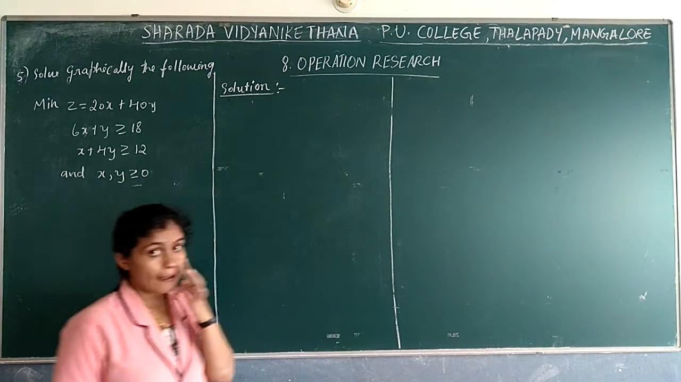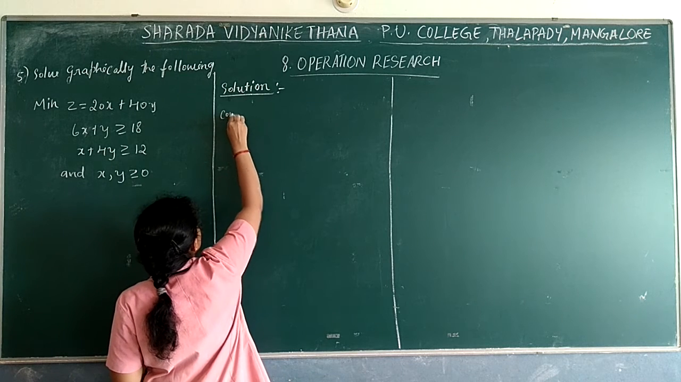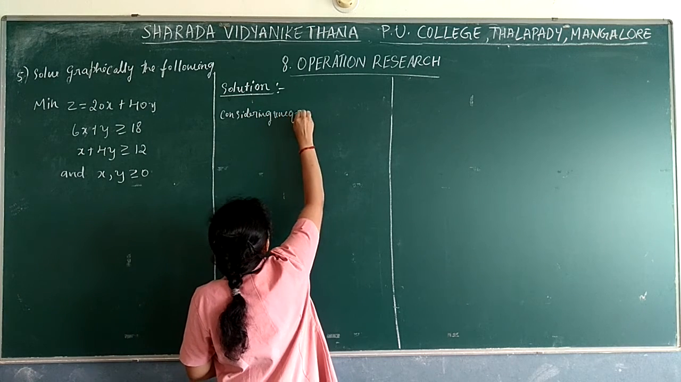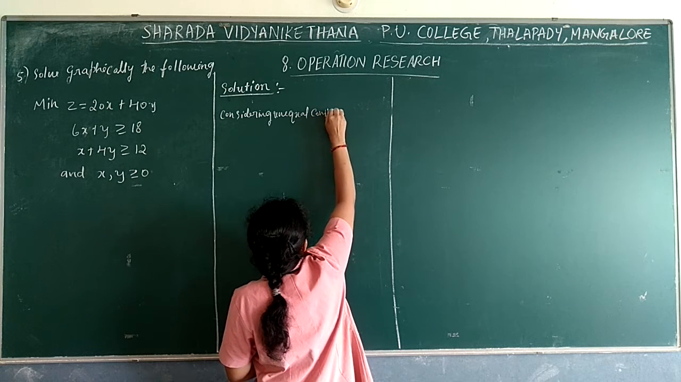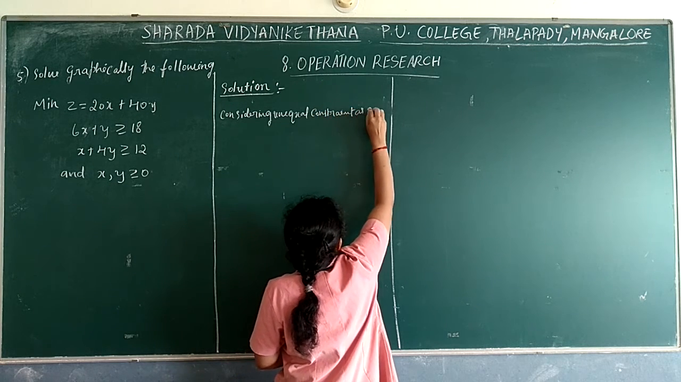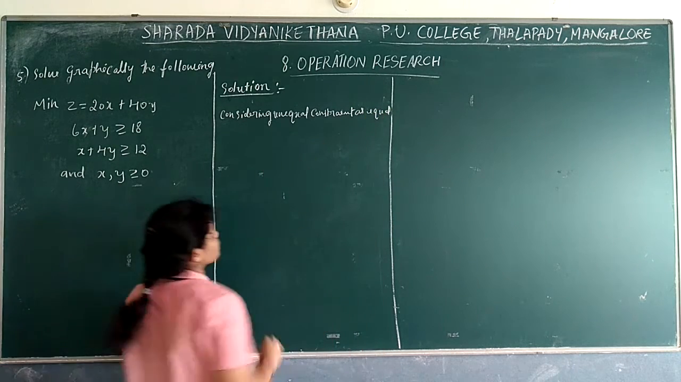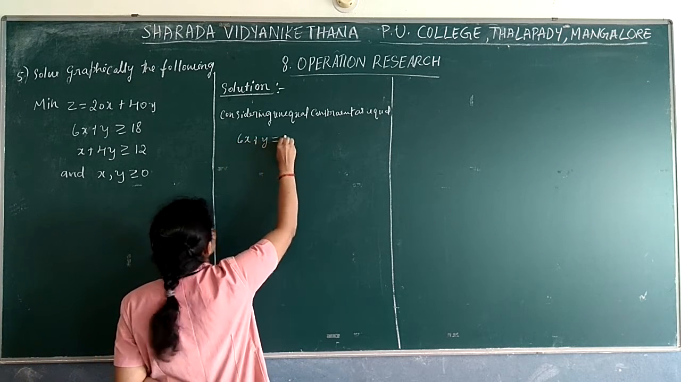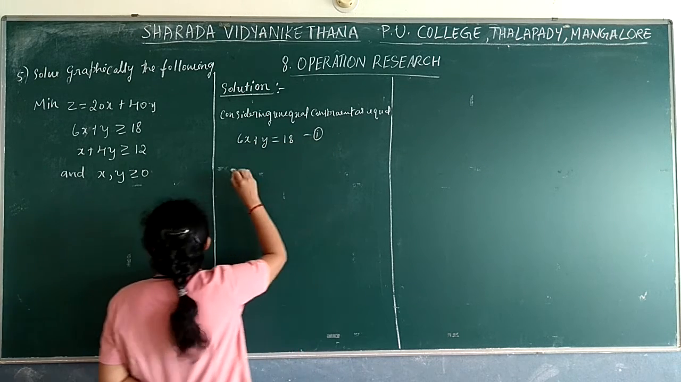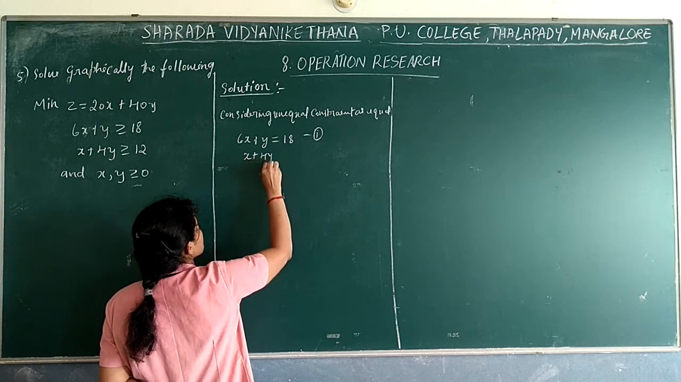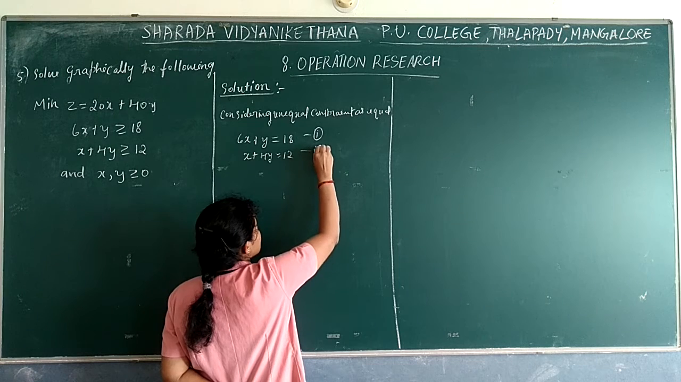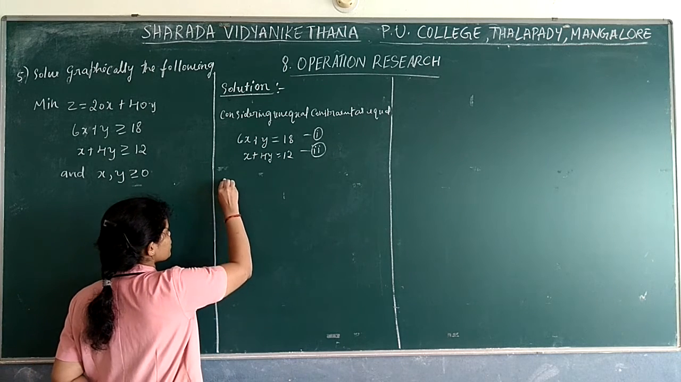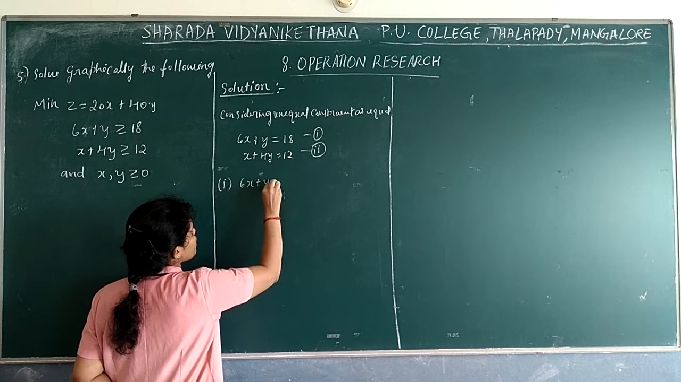Now we'll consider the unequal constraints as equal. Then take the equation, that is 6x plus y is equal to 18. That is the first equation. Now second one, x plus 4y is equal to 12. That is the second equation. Now we have made unequal constraints as equals. Now take the first equation, that is 6x plus y is equal to 18.